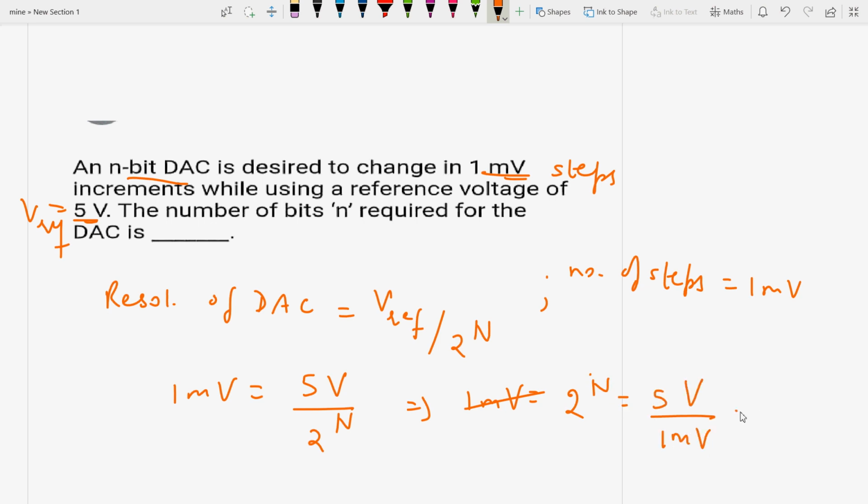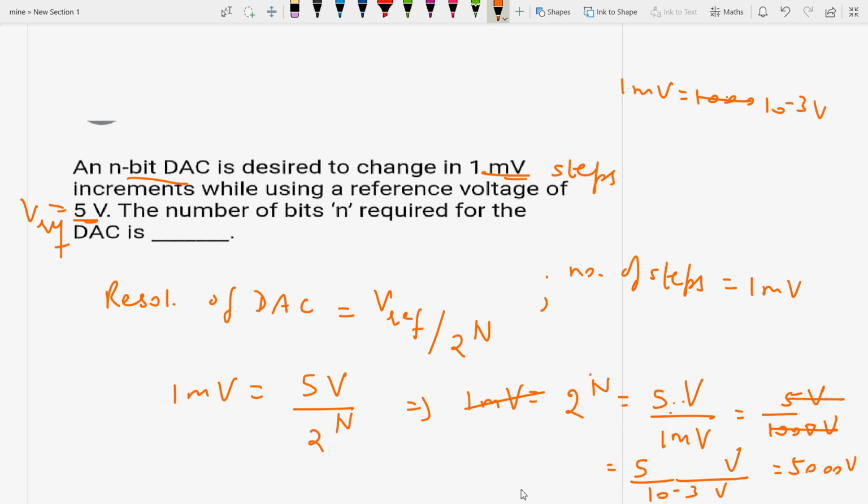So 1 millivolt is equal to 1/1000 volt, right? And this is 5 volt, so I can convert it in millivolt. That means 1 millivolt is equal to 10 to the power minus 3 volts, right? So it is 5 by 10 की power minus 3 volts. That means it is 5000. It is 2 to the power n is equal to 5000.